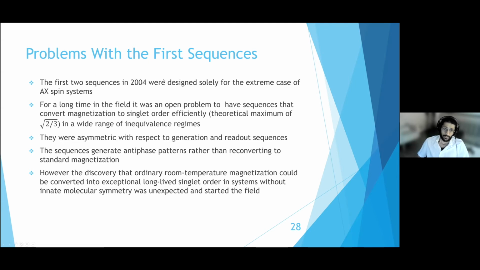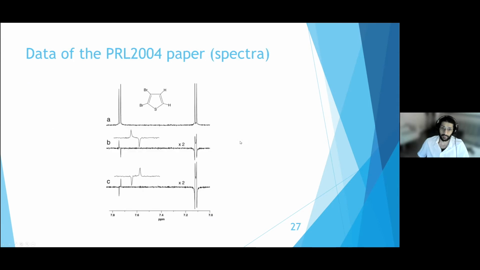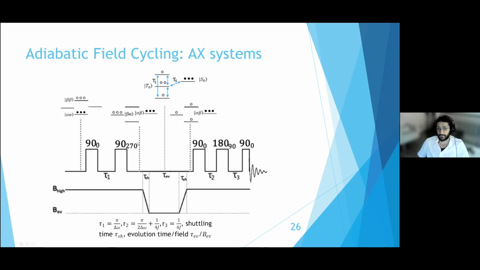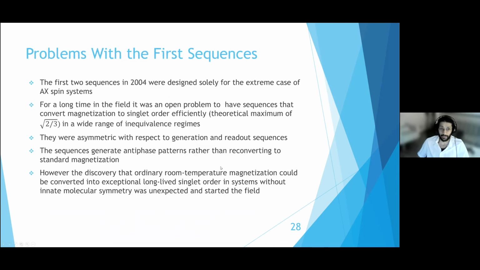And one of the problems is these first two sequences were designed for the extreme case of AX spin systems. They weren't general. And for a long time in the field, it was actually a problem that a lot of groups have been working on: to have sequences that convert magnetization to singlet order efficiently in a wide range of inequivalence regimes. So let's say when my chemical shift difference is almost non-existent, when it's on the order of the J coupling, what happens? And another problem with these sequences, which today we don't like very much, is that these sequences were asymmetric with respect to their generation and readout sequences. So going back here, you can see that what he used to generate the singlet order, or sorry, generate the singlet precursor order, is not what he used to convert it back to magnetization. And this makes things more complicated, leads to these complicated spectra.